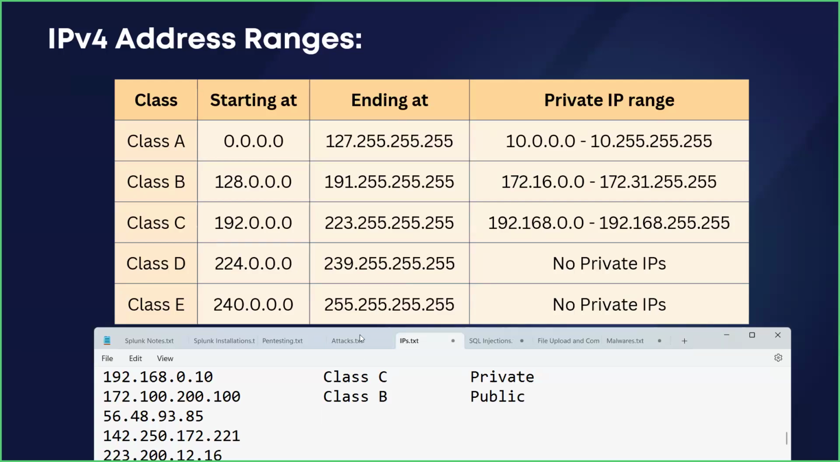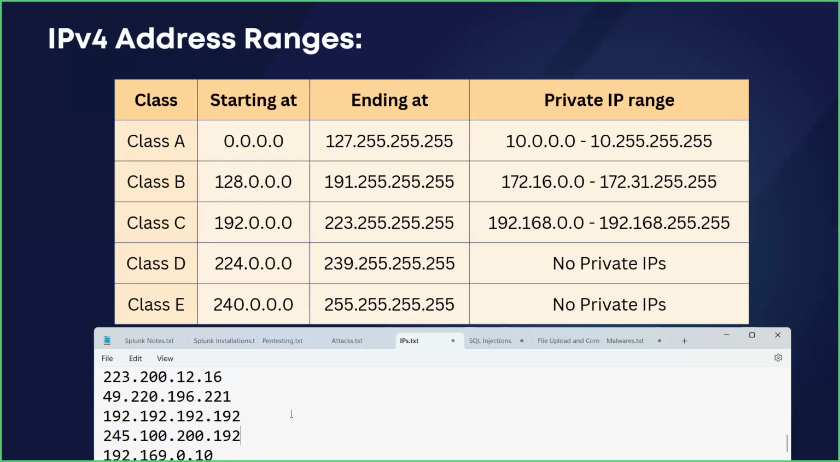Okay. Moving on. Next one. 56.48.93.85. Class A. Perfect. Public or private? Public. Correct answer. Next one. 142. Class B. Correct. This is public. Perfect. Next one. 223.200.12.6. Class C. Correct. Public. Correct.